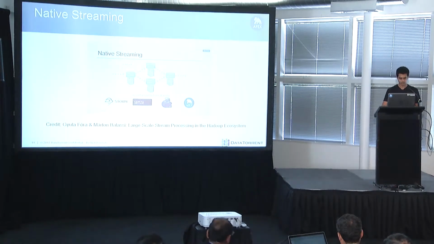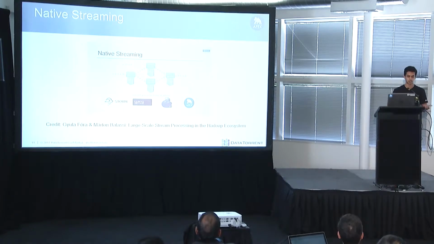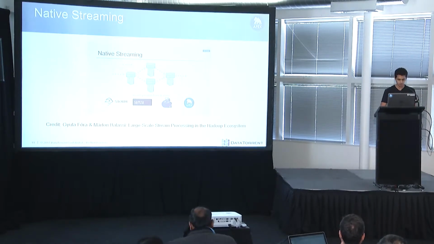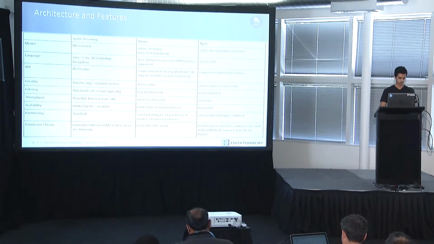So the platforms that do native streaming, as of now, are Storm, Samza, Flink, Apex. You can add onto it, but essentially the same thing. So in native streaming, records are processed one at a time, and it's usually more scale out. Let's take a quick look at the architecture and features.